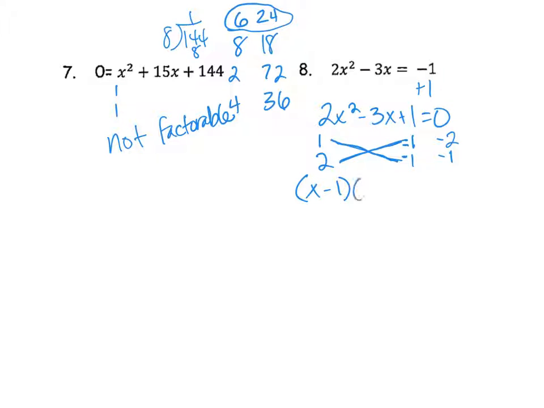x minus 1 and 2x minus 1 equals 0. Check your last one, you guys. Does negative 1 times negative 1 equal positive 1? Okay, that's a good check to do pretty often. Set them both equal to 0. Find your x's.